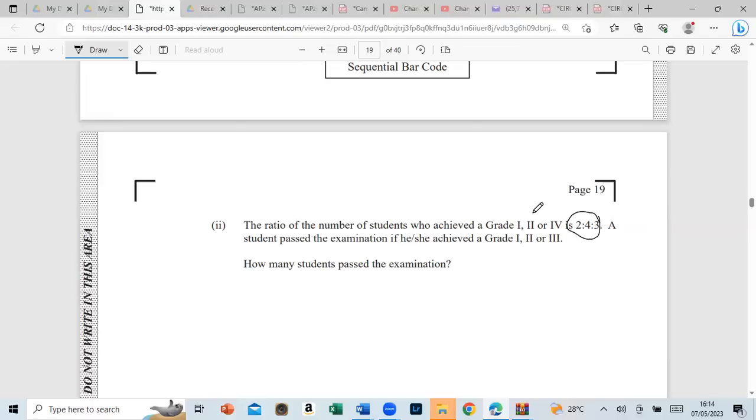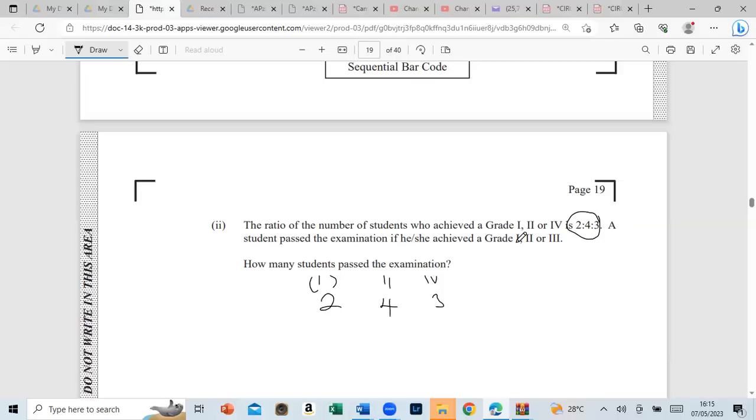The ratio for grade 1, so grade 1 or 2. Grade one, that's a two. So let me write that. Grade one. I'll just write it in my way. Grade two, that's a four. And grade four, that's a three. Alright. How many students pass the examination?